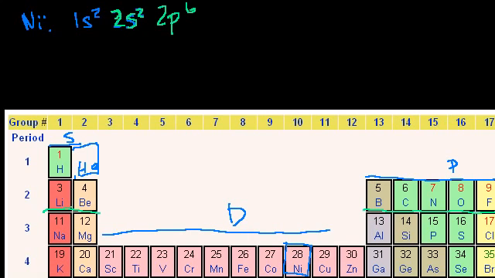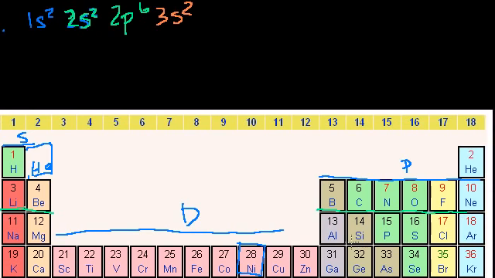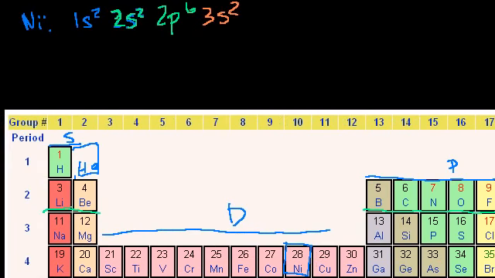Now we're in the third shell. So now we go to 3s2. Remember, we're dealing with nickel. Then we fill out in the third shell the p orbital, so 3p6. We're in the third period, so that's 3p6 right there. There's 6 of them. And then we go to the fourth shell. Fourth shell, I'll do it in yellow. Fourth shell, so we do 4s2.